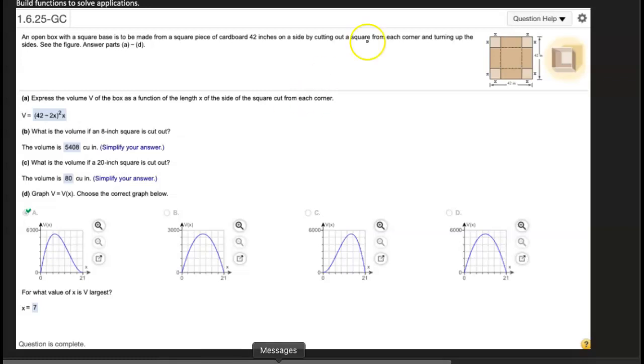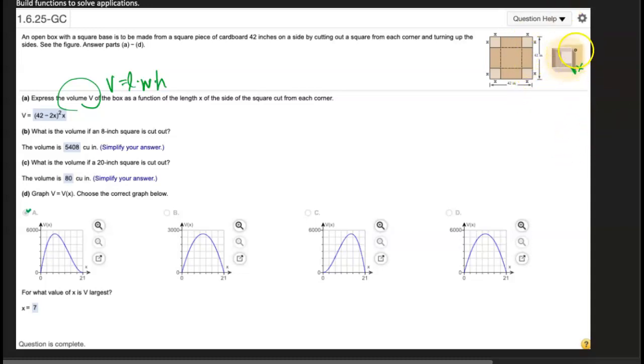So with that being said, I know that we're going to find volume eventually. And for the volume of a box, I know that the volume is length times width times height. So I'm going to need a length, width, and height of this box. Well, the height actually turns out to be x, the size of these smaller squares cut out from the corners. So that would be this little segment right here. That's going to be x.